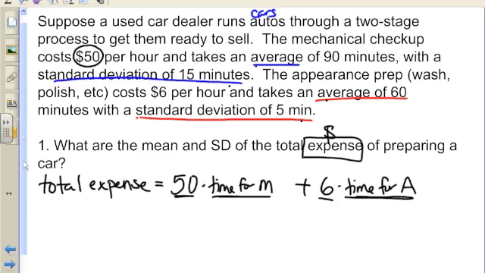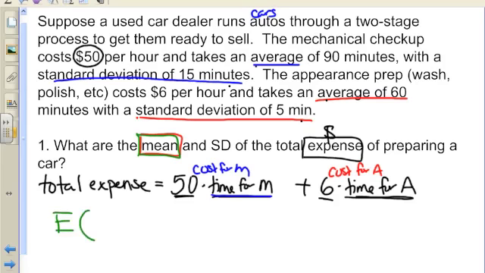So altogether, this makes cost for the mechanical, $50 per hour, and this makes cost for the appearance. So when they ask for the mean, right here, mean, actually I'll do that in maybe green. They ask for the mean. Remember, that's just an expected value.